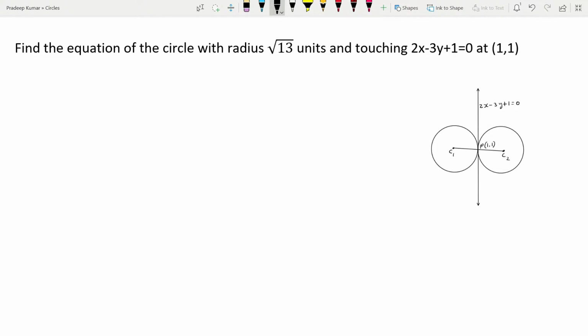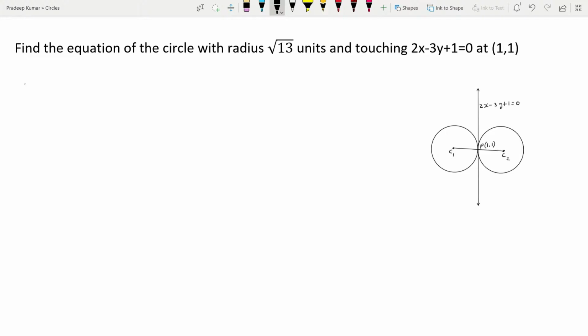So this is the question which they gave, and one more thing they said is that the radius of these two circles is √13 units. The first circle radius is √13 and the second circle radius is also √13. So now they are asking us to find the equation of the first circle and also the equation of the second circle. So let's go forward to find these equations.